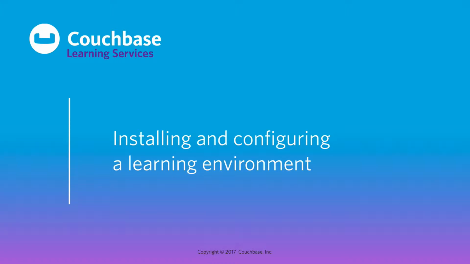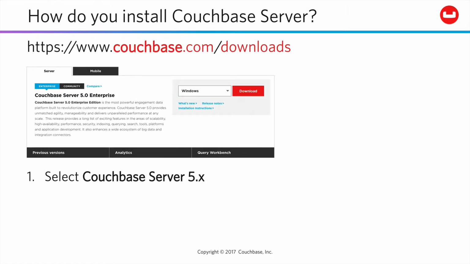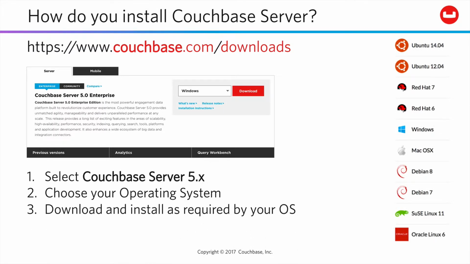In this lesson, we'll start getting your local system set up to take this training course and learn some useful things along the way. Just to be clear though, we're setting up a learning environment and will not be using production settings. To install Couchbase Server, go to couchbase.com/downloads to download Couchbase Enterprise Edition 5. Choose your operating system, and then download and install the assets as required by your operating system.